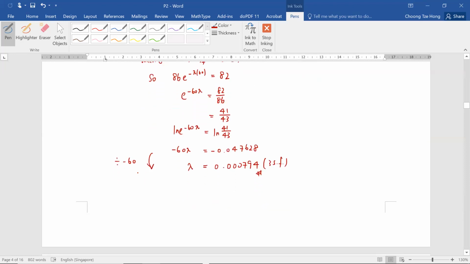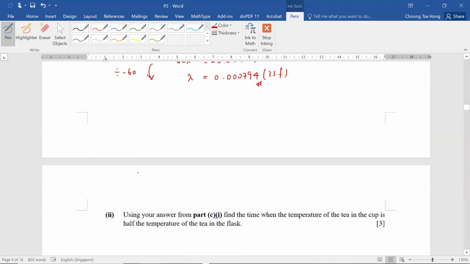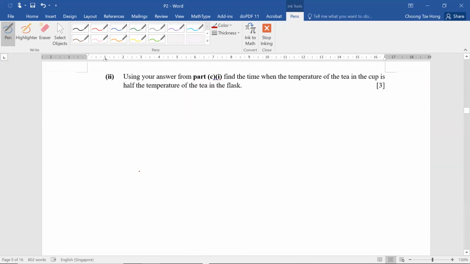There's one last part to the question. Paper 2 questions are usually longer. Using your answer from part 1, find the time when the temperature of tea in the cup is half the temperature of tea in the flask. Basically what they want you to do is just follow instructions. A lot of times, just follow instructions.